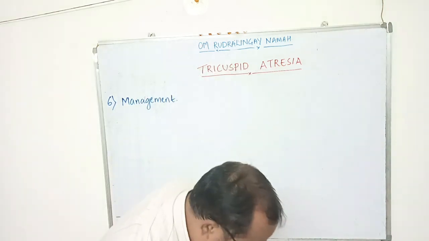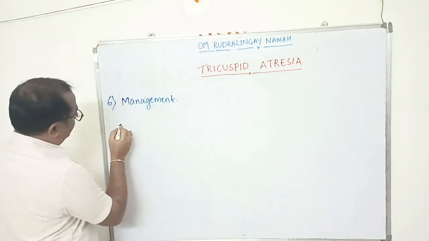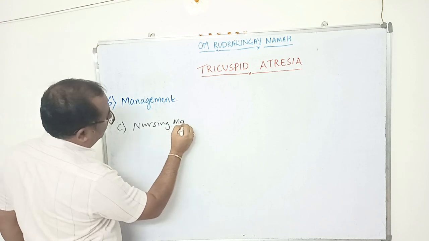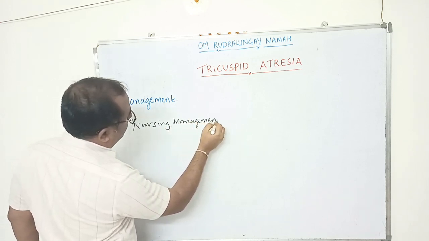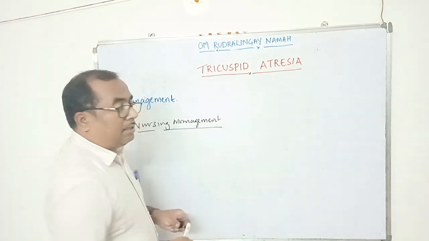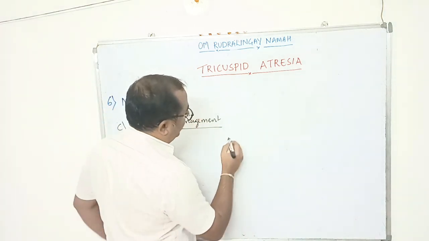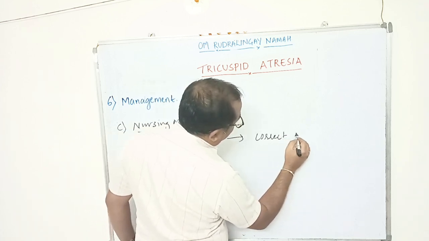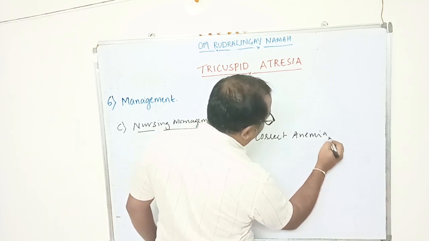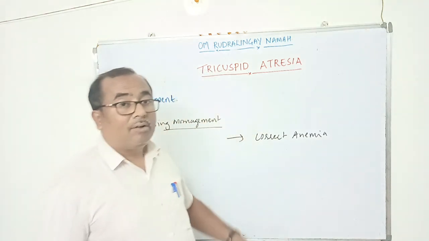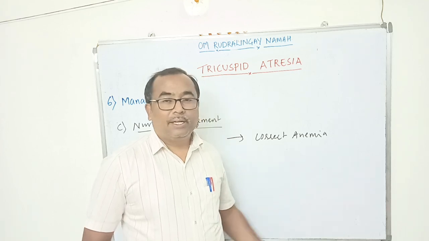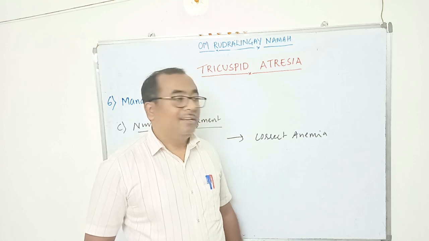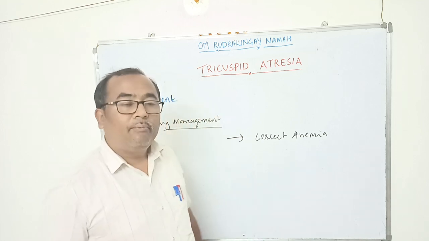Now let us see what the nursing management is. First, we have to correct anemia. If the child is suffering from anemia along with the tricuspid atresia, we have to take all the actions to correct the anemia. It may be iron supplementation to the baby, transfusion of blood, or advice of an iron-rich diet to the parents of the baby.